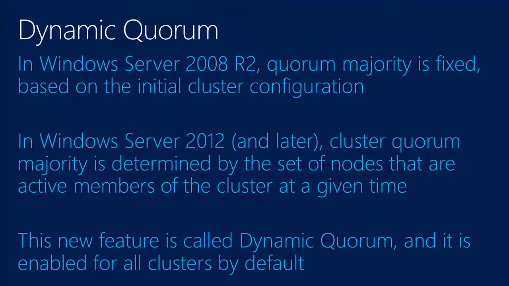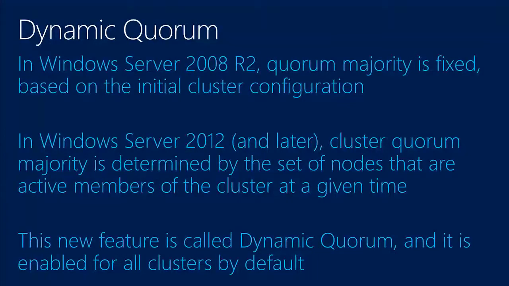In Windows Server 2012 and in 2012 R2, there's a new way. The cluster votes are no longer fixed. They are now dynamically managed, and it's determined by the nodes that are active at a given particular time. Okay, and that could change. You might have some nodes that are up, some nodes that are down. The ones that are up have the votes. The ones that are down don't. And this is a new feature.